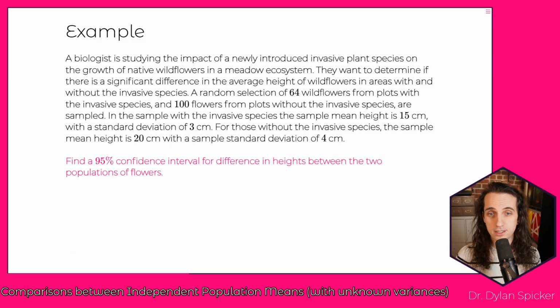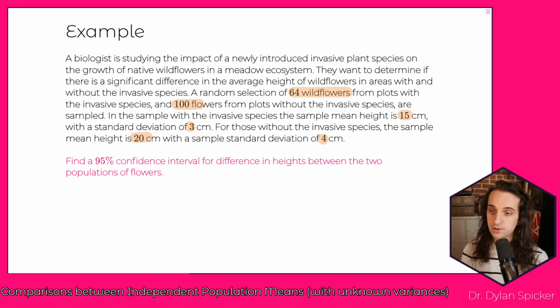So taking a look at an example of this in application, right, we're dealing with a biologist who wants to understand whether there's an impact of this newly introduced invasive plant species on native wildflowers in the meadow ecosystems. And so what they do is they select a random sample of 64 wildflowers where there is the invasive species and 100 from plots where there is not the invasive species. Then what they find is that the mean height when there is the invasive species is 15, the mean height when there is not is 20, and the standard deviation is 3 if there are the invasive species and 4 otherwise. And they want to find a 95% confidence interval for the differences in mean height between these different populations of flowers.